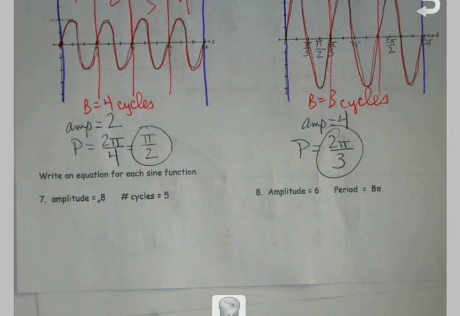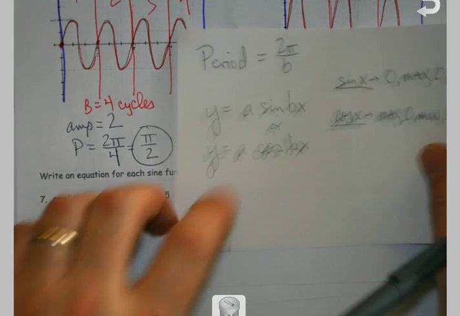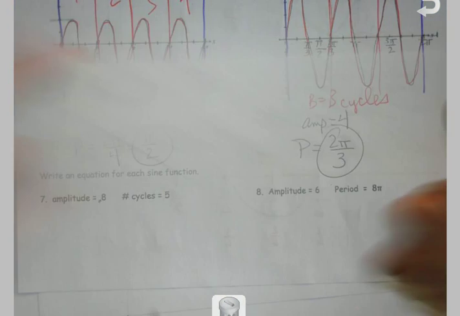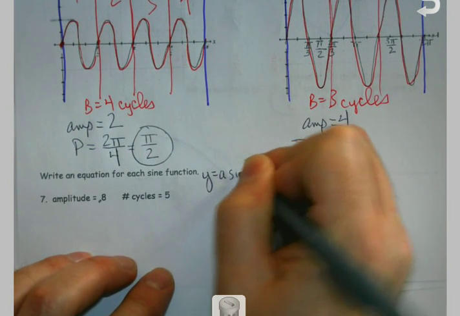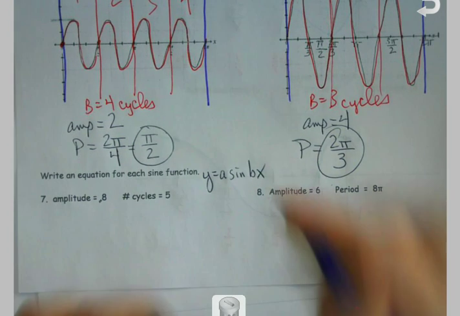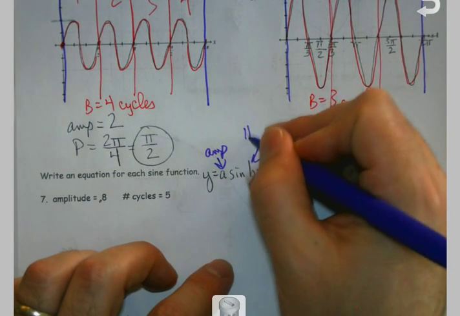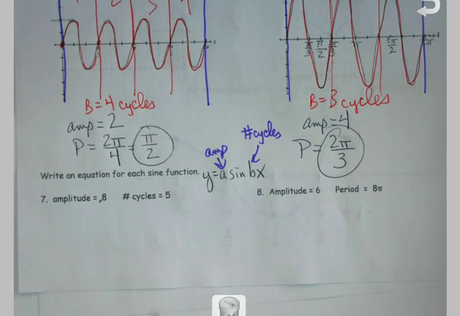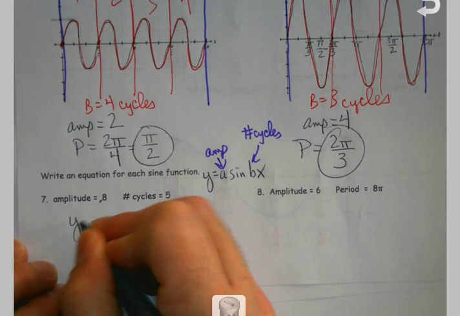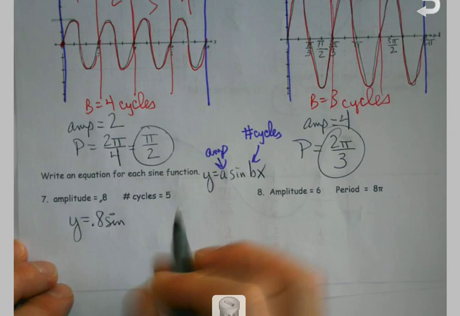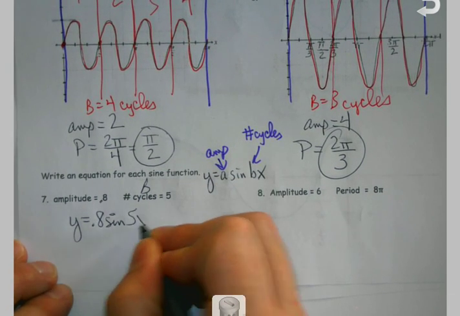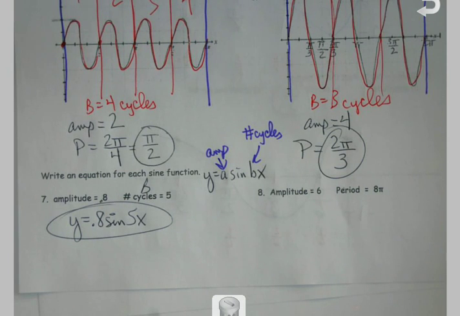Now we go into equation mode here. All right, write an equation for each sine function. Now again, on the help, the general forms of the functions I'll have written out for you. I'm going to write it here too, though, just to remind us of a couple of things. Again, A is my amplitude. And B is my number of cycles. B is not my period. I use the B to help me find my period, but it's not that. That's going to be important to know in one of these. 7's as easy as it gets. Y equals 0.8 sine. Number of cycles, so that is my B value. 0.8 sine 5x. I'm done. Woo! Didn't even have to do any math.